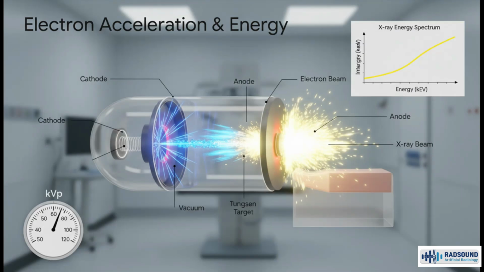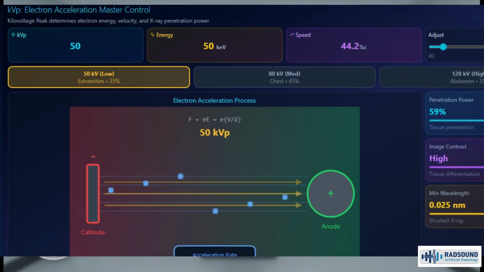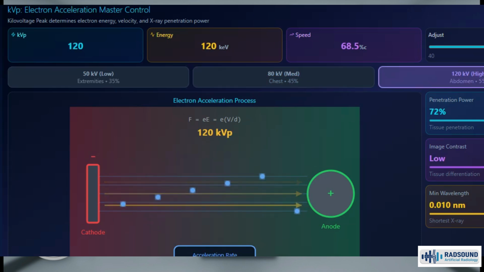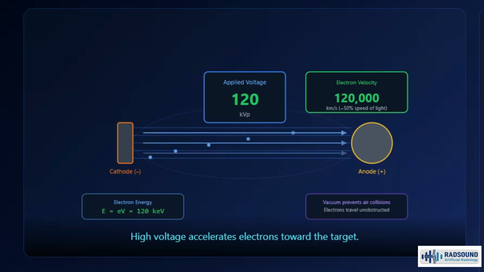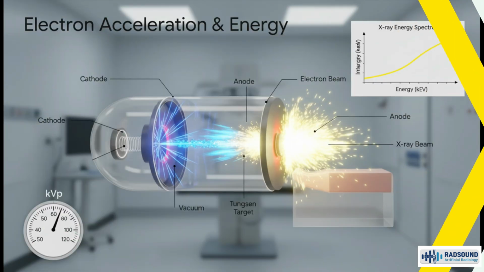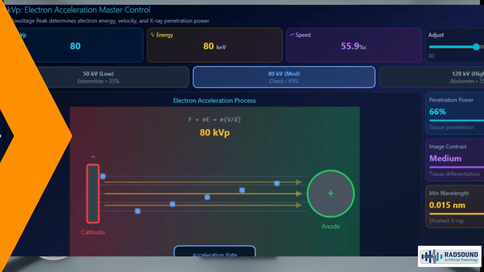And guess what? You control this part too. That's your kVp knob. The higher you set the kVp, the faster those electrons go, and the more energy the final X-rays will have. And why does that matter? Because that energy is everything. It controls how well the beam can penetrate the patient, and it dictates the contrast of your image. So remember, kVp is all about penetration and contrast.